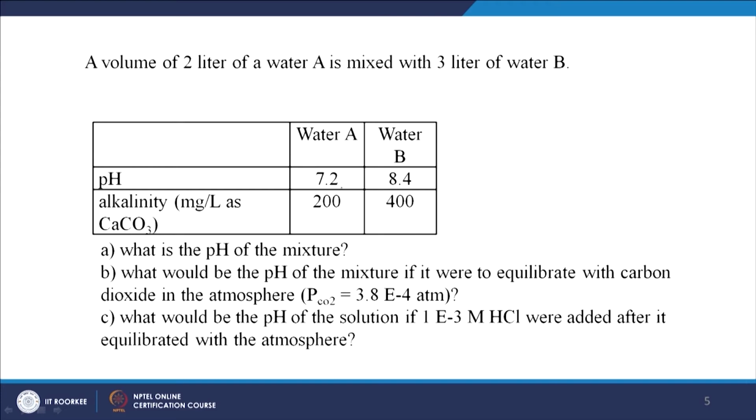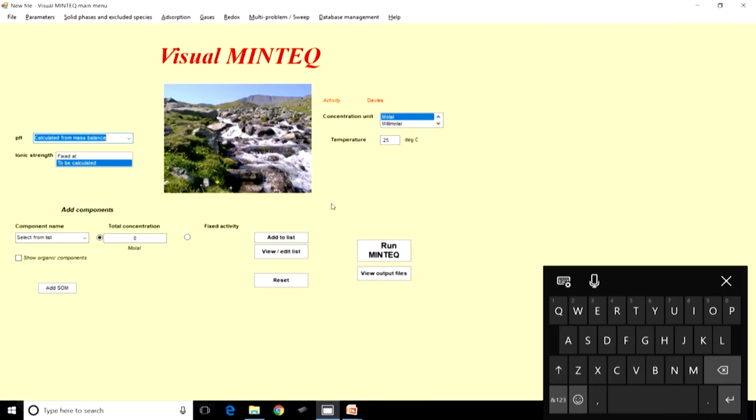So we have pH and we have alkalinity, and what is that of the mixture, and what was the approach earlier? We need to calculate the CO3 total and H total of both the solutions. CO3 total and H total of this particular solution, and same case CO3 total and H total of this particular solution. And how are we going to do that? We are going to use Visual MINTEQ, I guess, 7.2 and 8.4 and 200 and 400. So let me see how to use Visual MINTEQ.